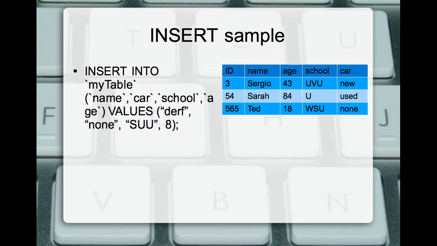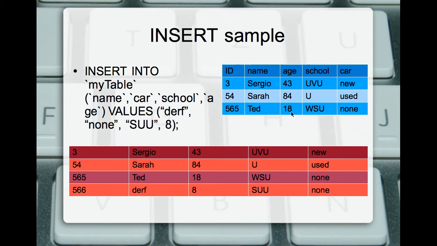Further note that name, car, school, age is not the way we see it on the actual database. But as long as we actually put the values in right here, DERF, that fits a name, SUU matches a school, none matches a car value, and 8 matches an age value, we are going to be a successful insert. And as you can see, it does not actually affect the database in the order you put them in, because it will just still keep them in that same built-in structure.